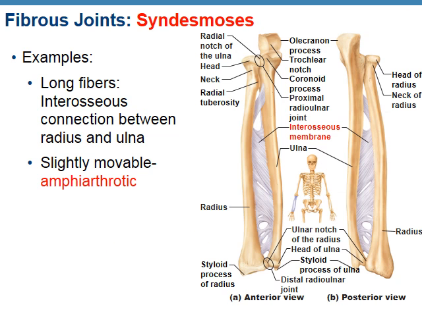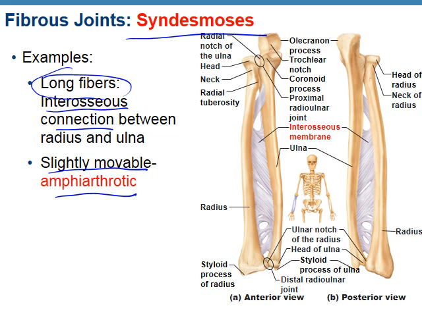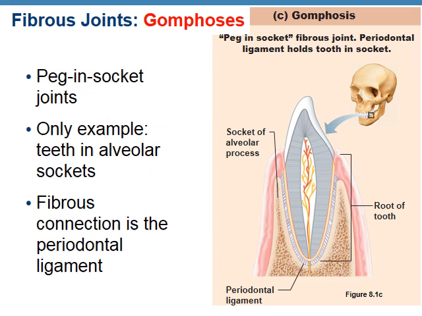The second example, we're still talking about syndesmoses, is if you have long fiber types. So these are slightly movable or amphiarthrotic. And the best example is this interosseous connection between the radius and the ulna. So you can see here the interosseous membrane. So this would be considered slightly movable.